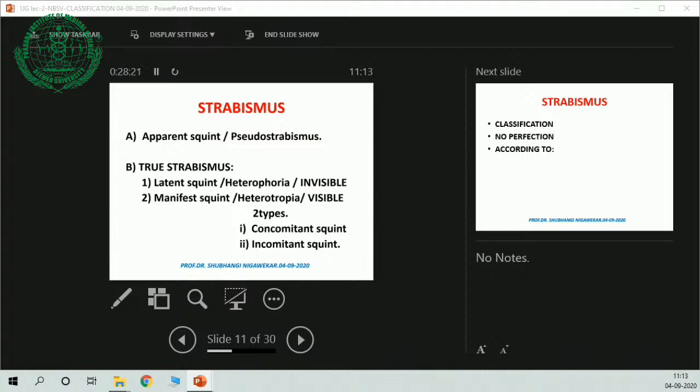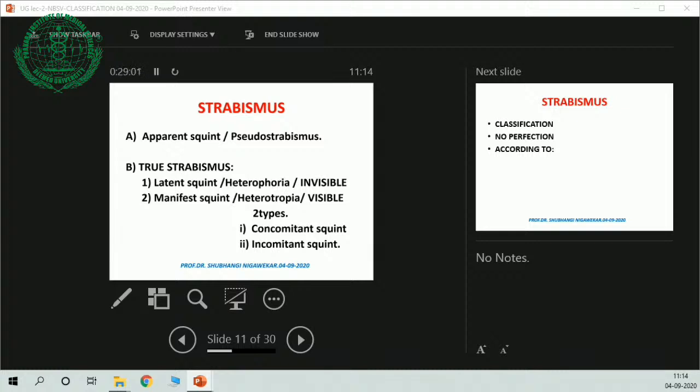This is important. Pseudostrabismus. There are so many pseudos in ophthalmology. There is pseudoptosis, and you have pseudostrabismus also, which is also called apparent squint. When there is pseudo, there has to be true. So true strabismus, again, is manifest or not manifest. Not manifest means latent, hidden, invisible, and manifest means visible. Even the patient tells that this eye is deviating outward, this eye is deviating inward. So it is visible, and the patient can diagnose the condition.